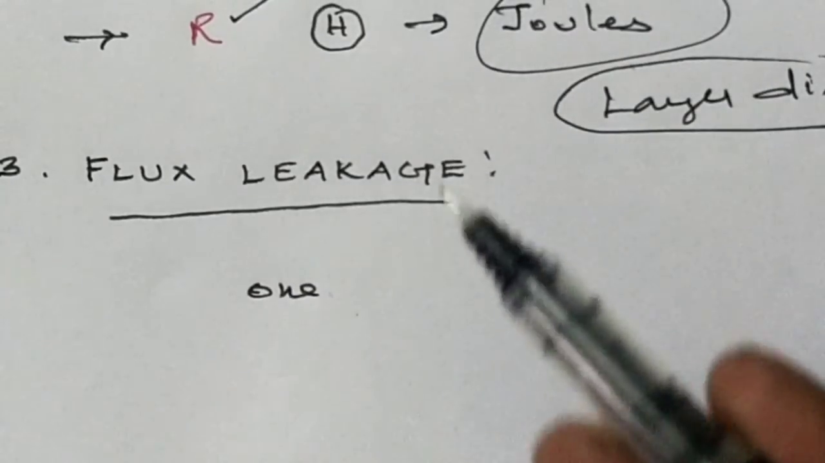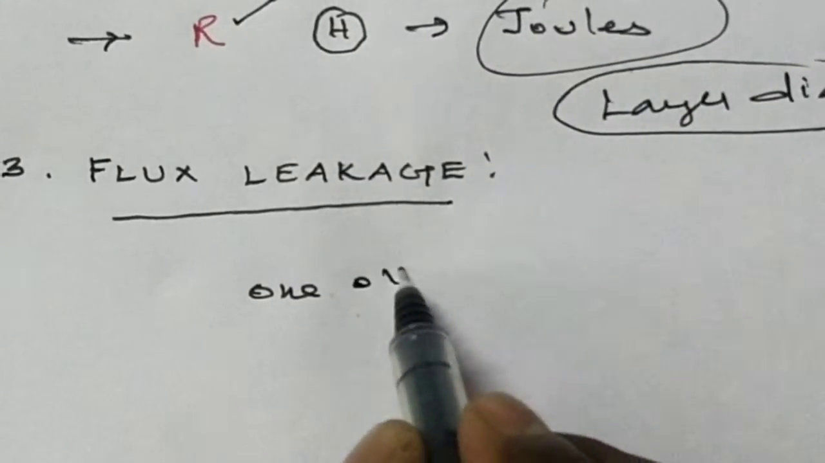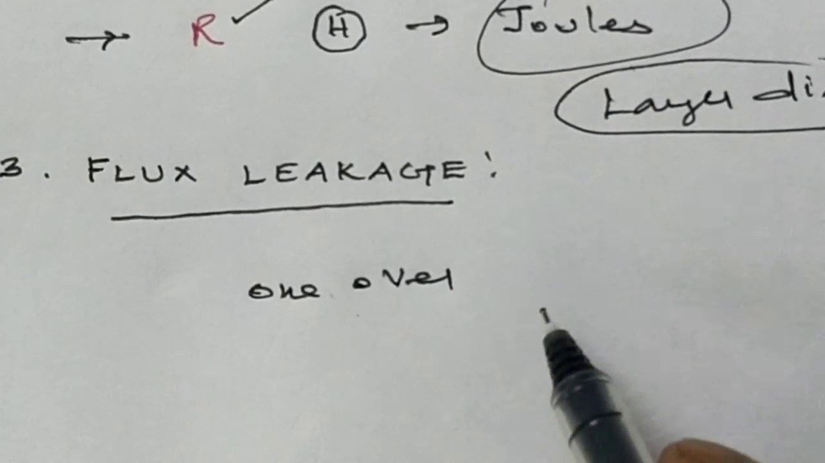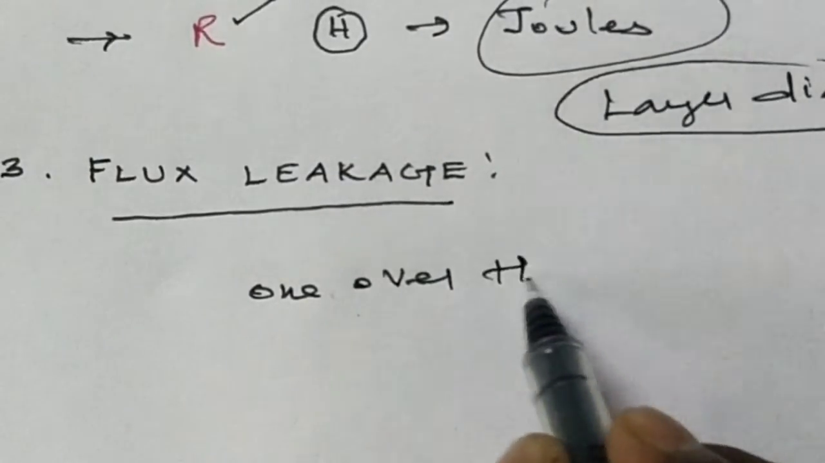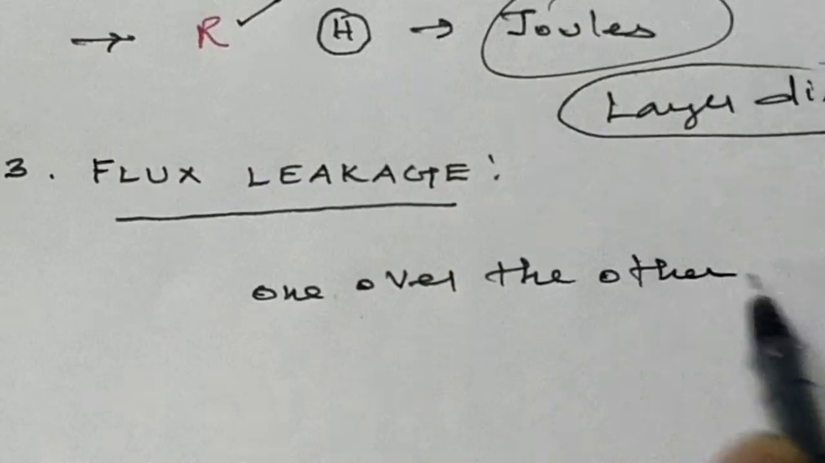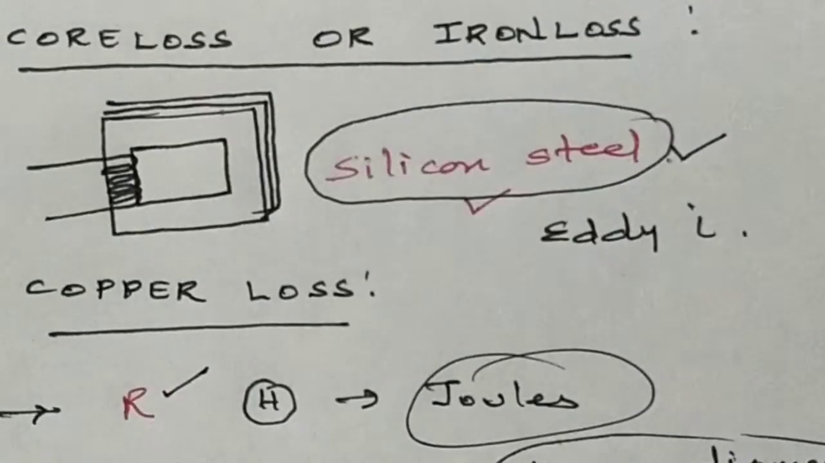So these are the energy losses in the transformer: the core loss, the copper loss, and the flux leakage. This is the energy losses in a transformer.